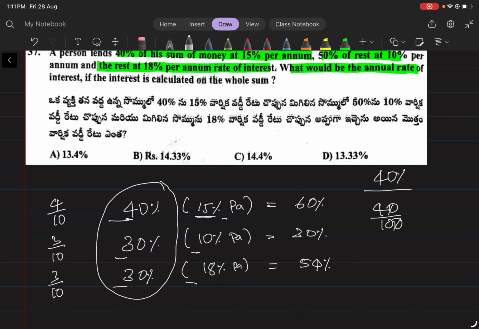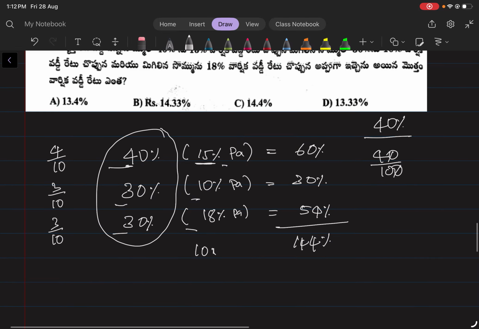So it will become 10 parts. For the total 10 parts, how much interest do we get? This is 90 plus 50, 140 plus 4, 144. 144% comes for the 10 parts. So for 1 part, for the whole total amount, 144 divided by 10, which is 14.4%.